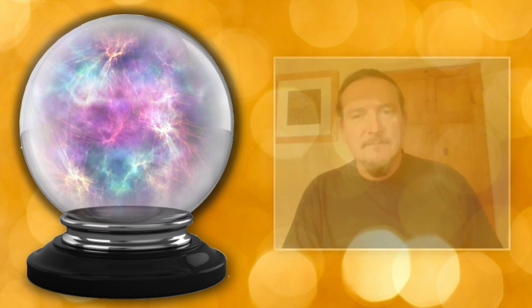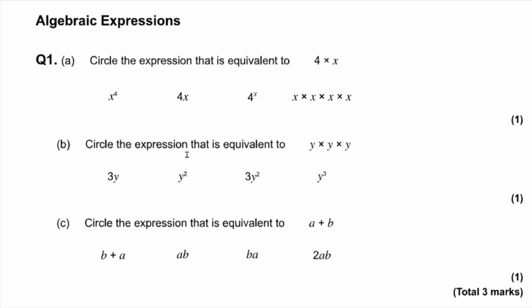Let's get into it. First up, let's take a look at algebraic expressions, and question 1 asks, circle the expression that is equivalent to 4 times x. Well, 4 times x, that's just 4x, isn't it? It's that one there.